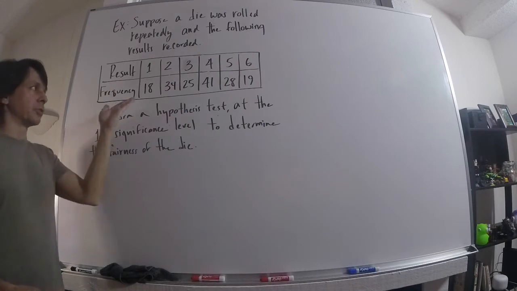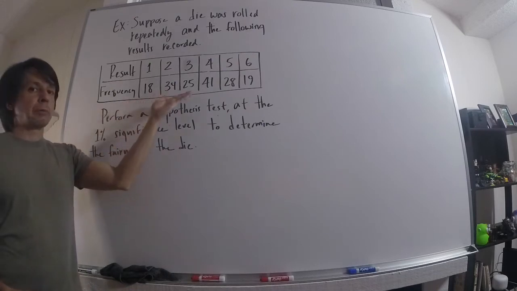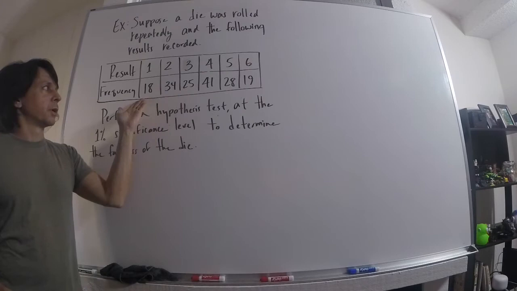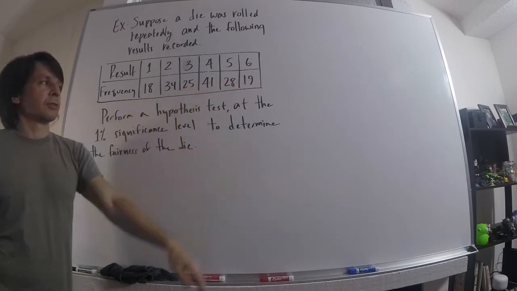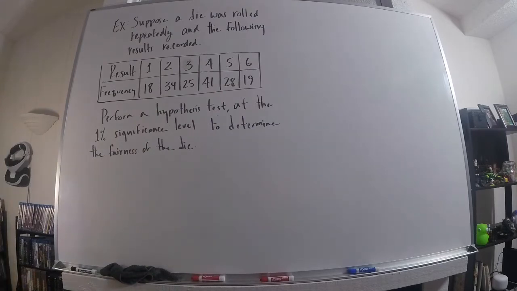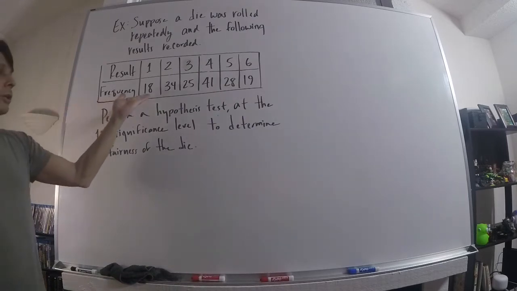They're not doing probabilities, they did frequencies, so this is a frequency table from chapter 2. 18 ones, 34 twos, 25, 41, 28, 19. It's hard to tell by glancing at it if that's off. It does seem they should be roughly the same.